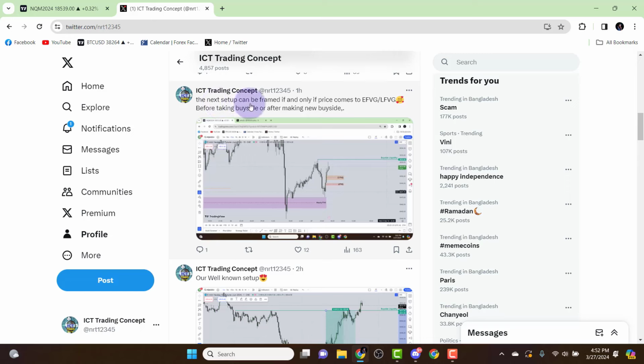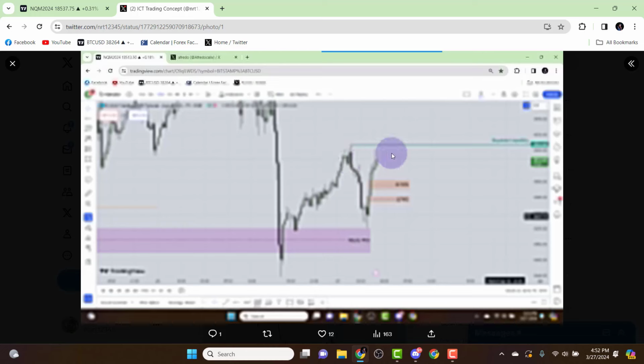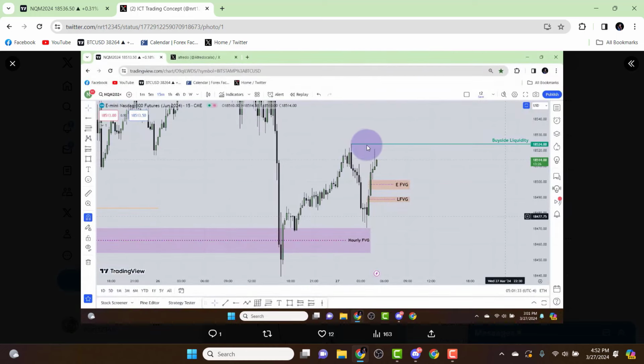The next setup can be framed if and only if price comes to the entry fair value gap or last fair value gap before taking the buy side or after making a new buy side. Okay, so here just remember this is the buy side. So I said after making the buy side or before taking the buy side, if price comes to that entry fair value gap or that last fair value gap, I'm going to frame my next trade.